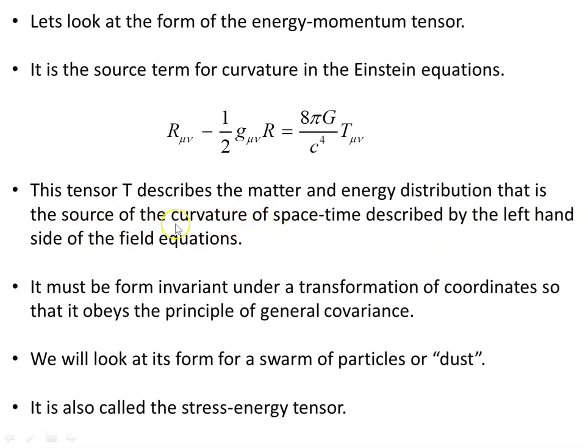source of curvature. And what we're looking for is a form invariant under a transformation of coordinates. It's a tensor, so it has the same form in all coordinate systems, and in that way it obeys the general principle of covariance. Now what we're going to do is look at the form it takes for a swarm of particles, otherwise known as dust. It's also called the stress energy tensor.